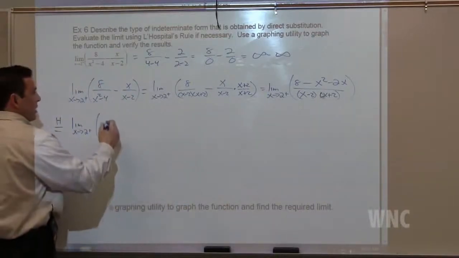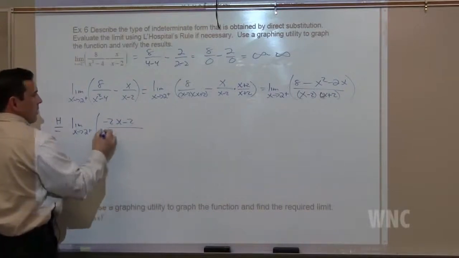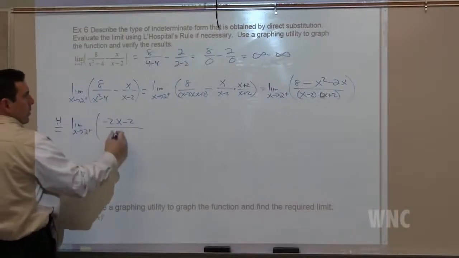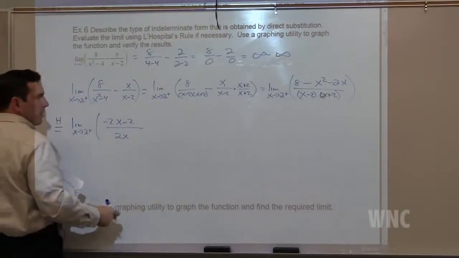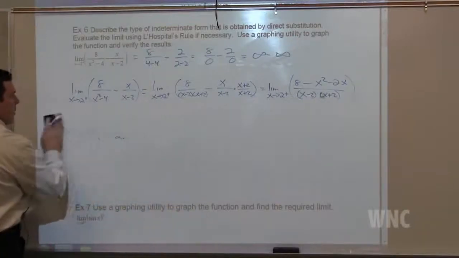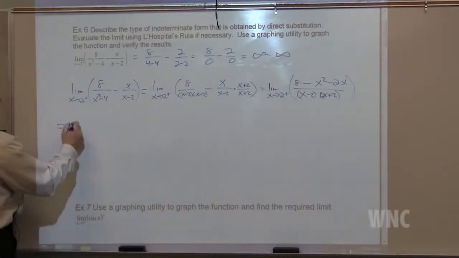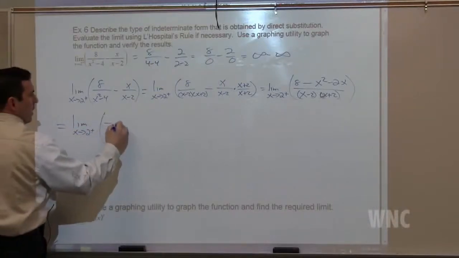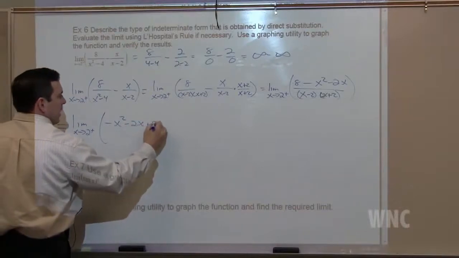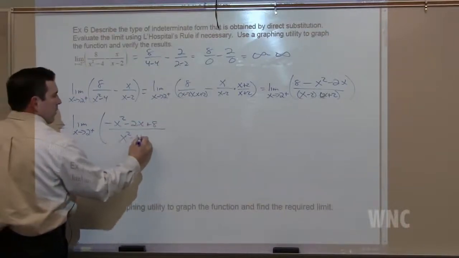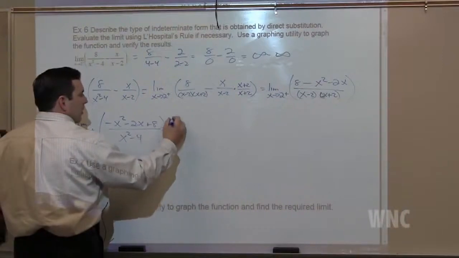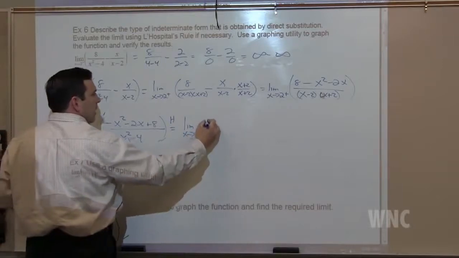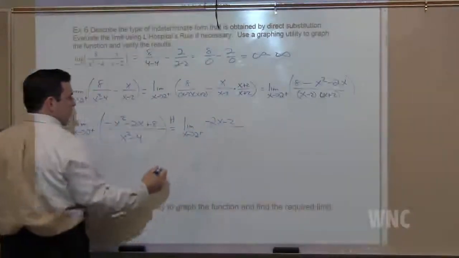The derivative of the numerator is negative 2x minus 2. And the derivative of the denominator is going to be, what was this originally? 2x. So maybe I should go back and do this in another step. I'm going to back it up. I'm going to call this limit as x approaches 2 from the right side of negative x squared minus 2x plus 8 over x squared minus 4. And that's going to be, applying L'Hopital's rule, the limit as x goes to 2 from the right side of negative 2x minus 2 over 2x.